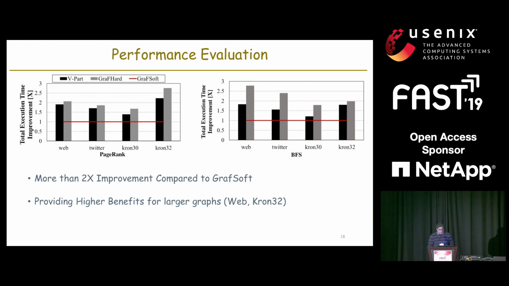And interestingly, for large graphs like the web graph and the synthetic graph with 4 billion vertices, we can see that the performance benefits are higher. And also the space overhead for partitioning, because of the mirrors that the vertices have, accounts for 10% extra space overhead.